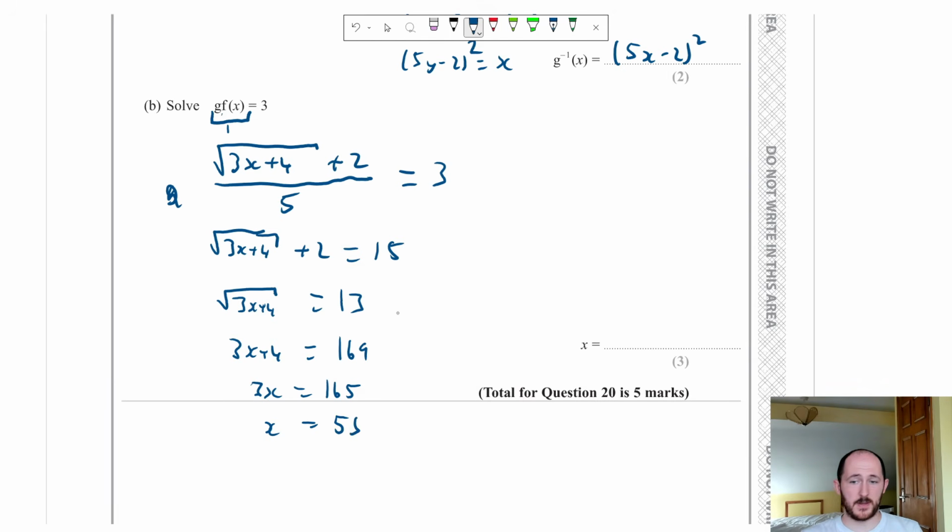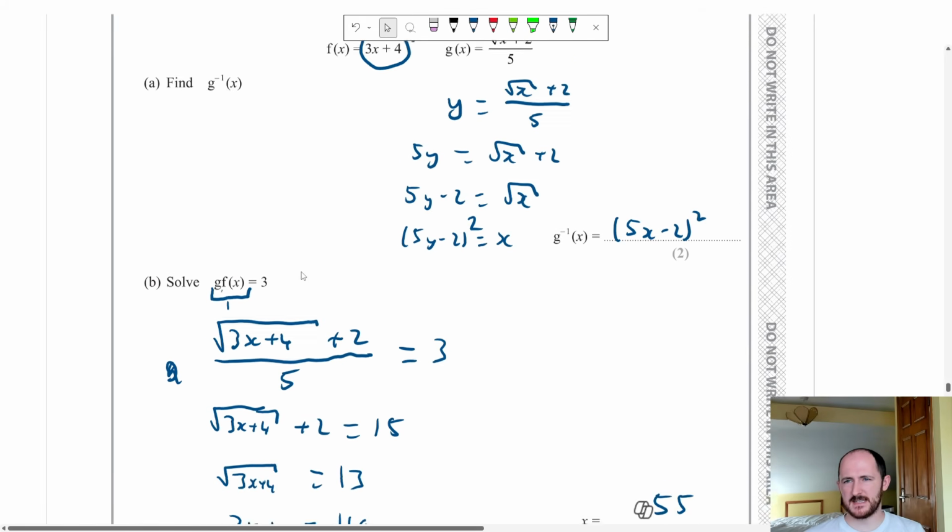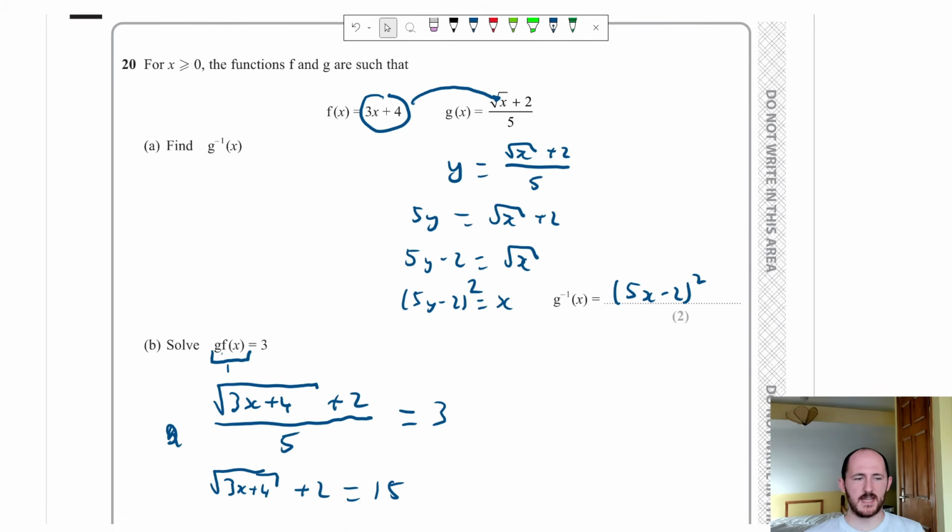Yeah. By the way, you can just use bus-stop method. I don't know why I'm making my life harder by not using it. But yeah, 55. Not too bad, hopefully. But again, knowing this notation is something that some students make mistakes on.